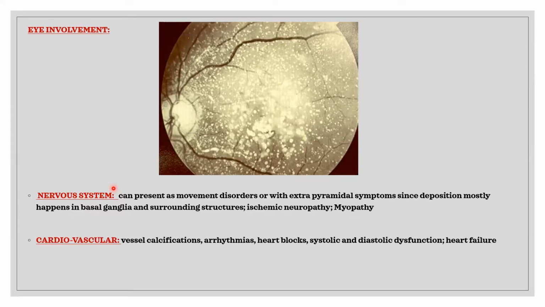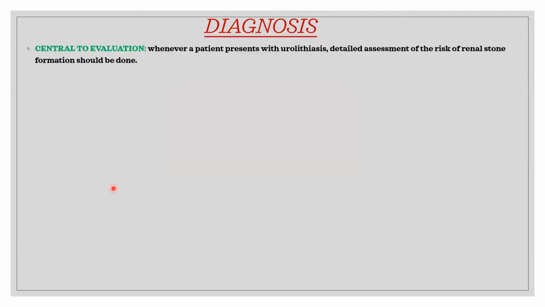Cardiovascular, generally they present with vessel calcifications, arrhythmias, heart blocks, even systolic and diastolic dysfunction and heart failure. Coming to the skin involvement, they can present with painful skin nodules, necrosis, gangrene, calciphylaxis-like skin lesions, and pruritus.